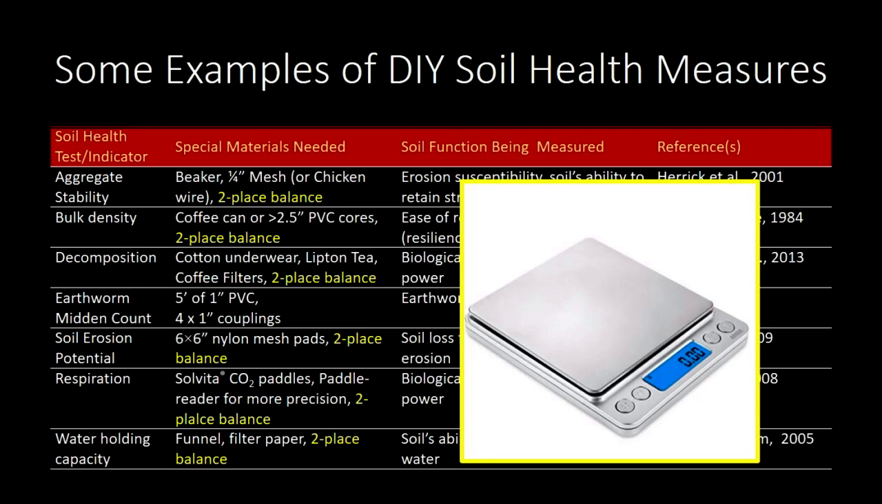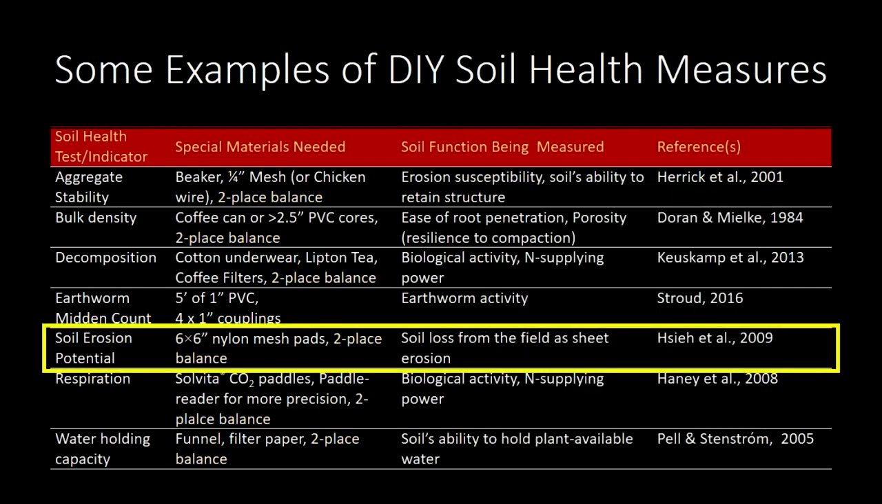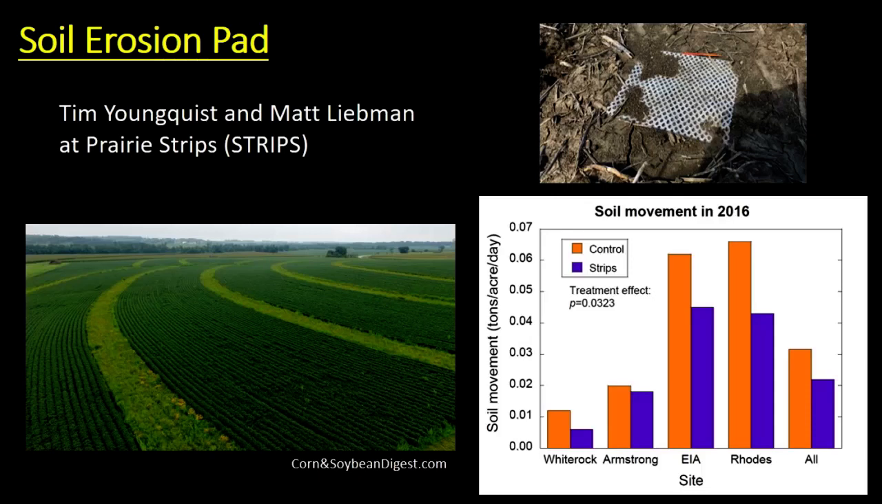But yeah, there's some other cheaper materials involved in some of these, but really all you need is a two-place balance. That's the common denominator for all of these measurements. Okay, soil erosion pads. So I mentioned this. This is work that Tim Youngquist and Matt Liebman are doing at the prairie strips, and maybe they're doing this in some other experiments too.